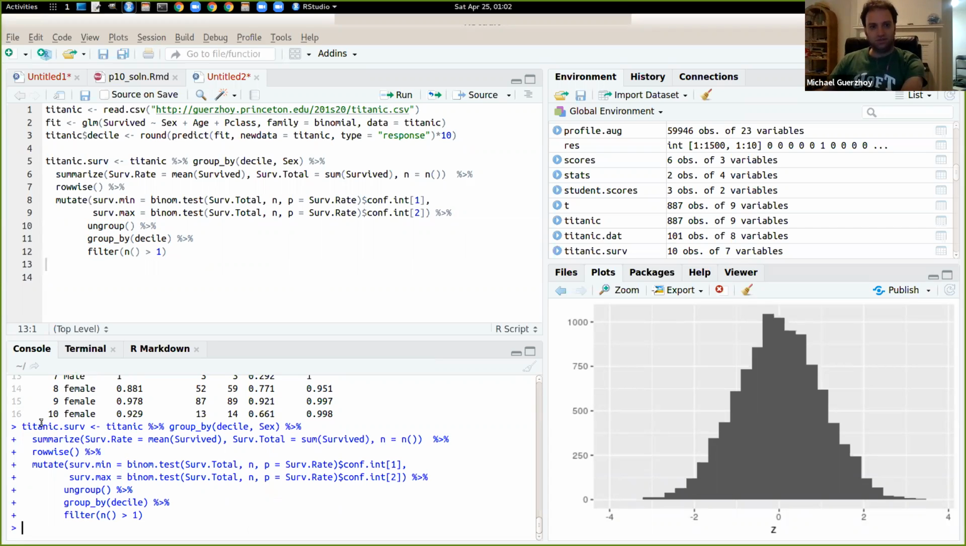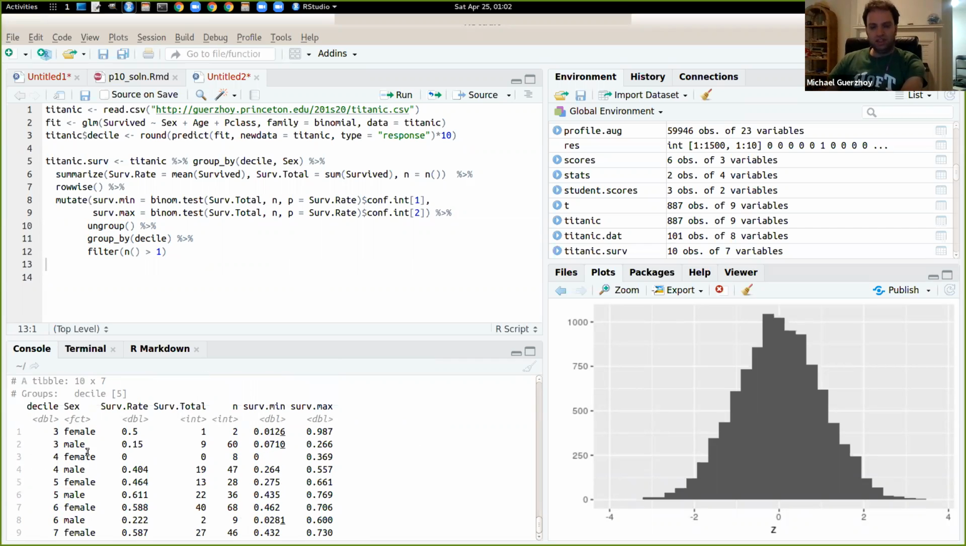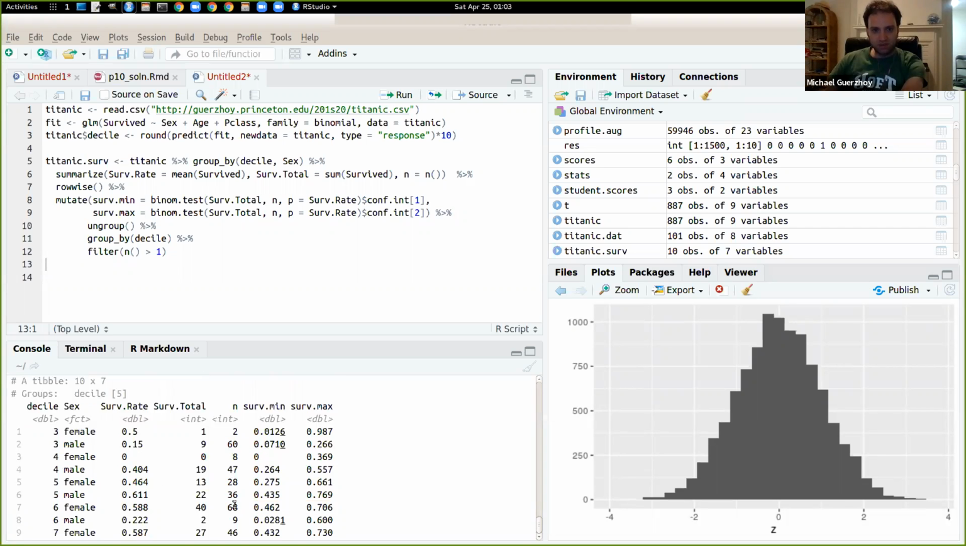So Titanic serve now looks like this. What this says is, if we want to estimate the probability of survival for females with decile 3, decile 3 means the predicted probability is between 30 and 40%, right? So here it's very wide because there are just two of those people. It could be anywhere between 1% and 99% essentially. The confidence interval here is a little bit less wide because there are 68 people.